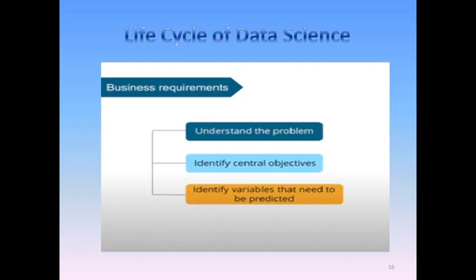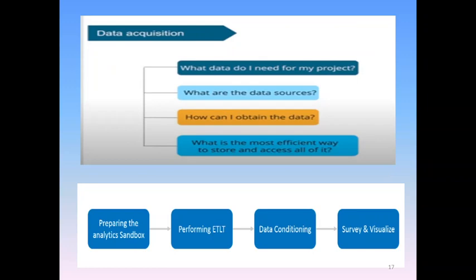Business requirement. First of all, what we have to do is understand the business, understand the business problem, identify the central objective, what the objective of the business is, and identify the variable we need to predict. After that, we acquire the data.